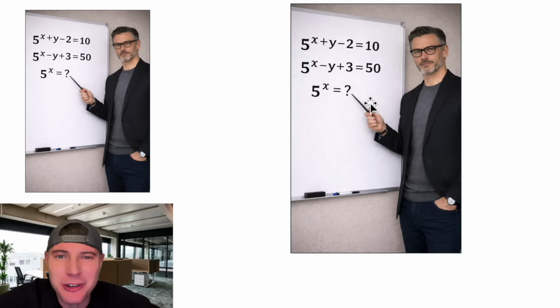Hey guys, this looks like a fun one. We're given 5 to the x plus y minus 2 power equals 10. Looks like the equal sign is in the exponent. That's funny. And we're also given that 5 to the power of x minus y plus 3 equals 50. And it wants us to find what is 5 to the power of x.